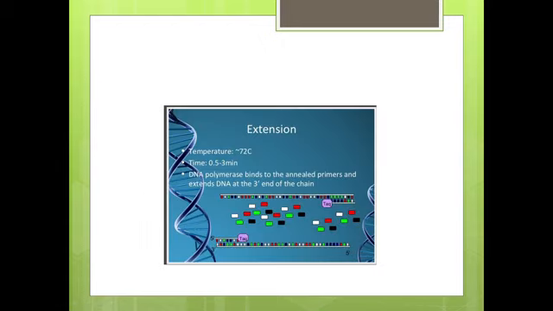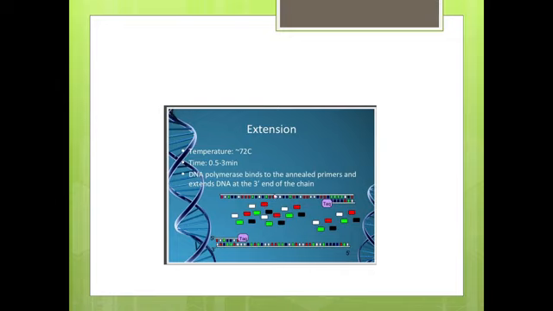As can be seen here, this is the second step, the annealing process, and these are the raw materials. These are the deoxynucleotide triphosphates, the red colored, white colored, or green and black colored.